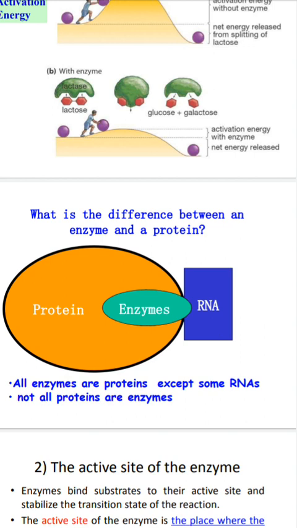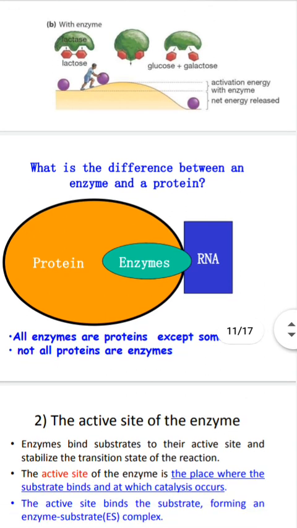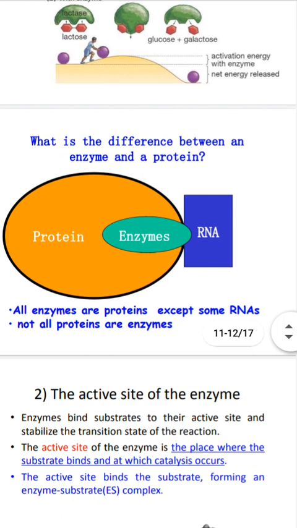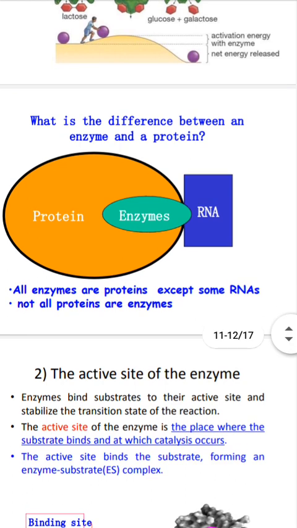Now, what is the difference between enzyme and protein? We have heard that an enzyme is nothing but a protein, but what is the actual difference? All enzymes are proteins, except some RNAs. Not all proteins are enzymes. All the enzymes we have encountered are called proteins, except RNA. RNA is not an enzyme. This is the exception among enzymes.